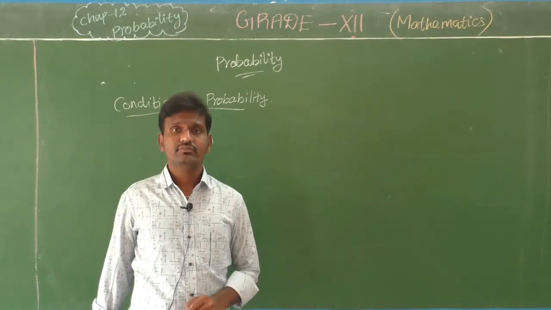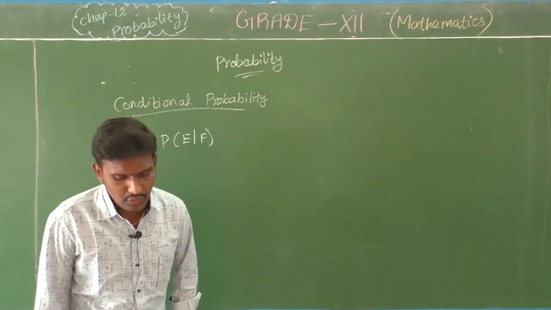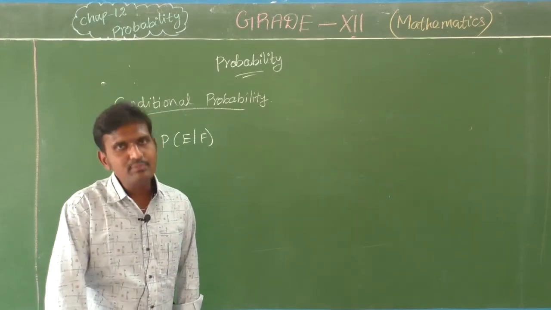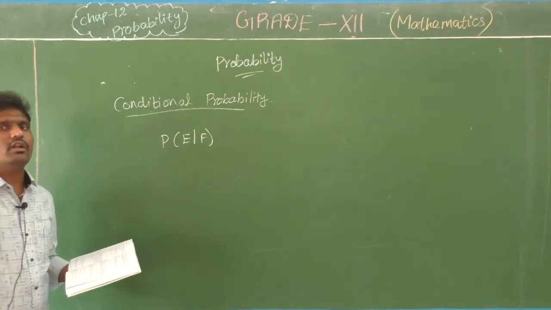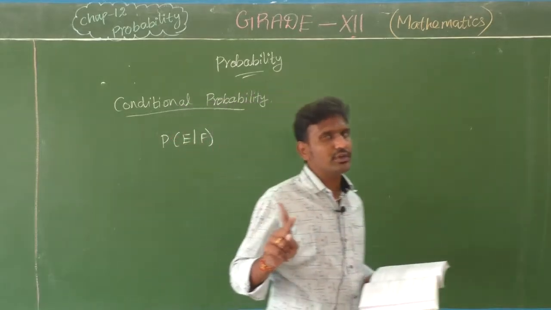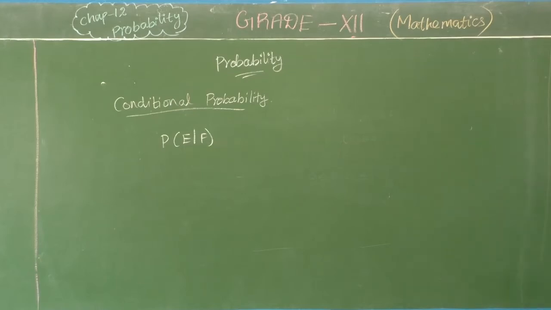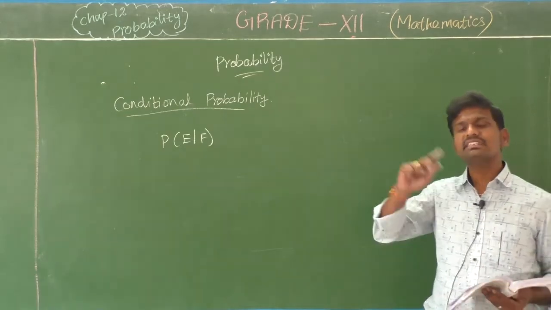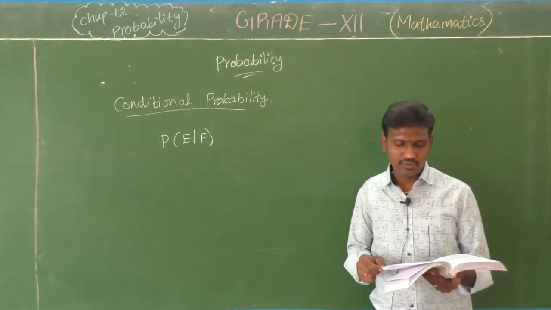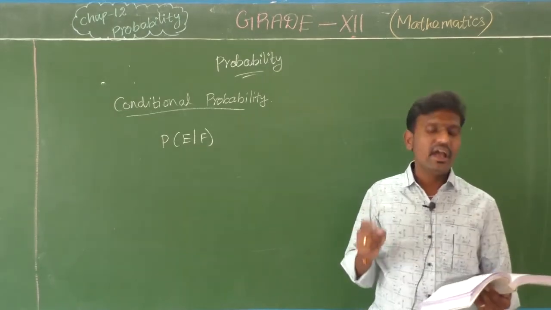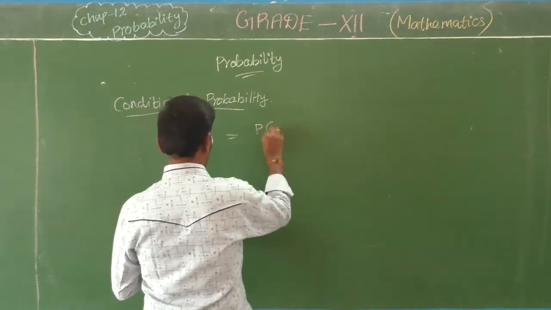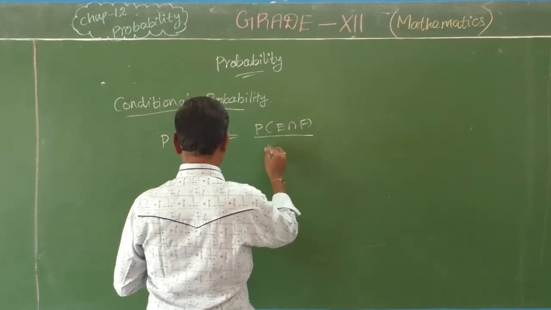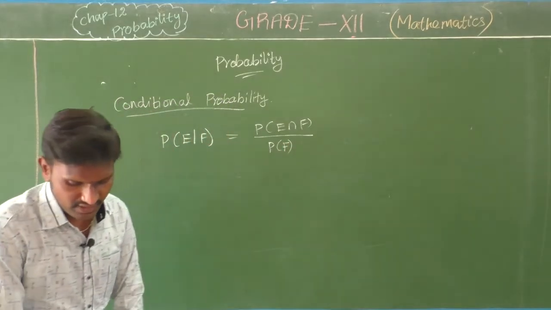If E and F are two events associated with the same sample space of the random experiment, then the conditional probability of event E given that F has occurred is P of E by F, and you have one formula: P of E intersection F divided by P of F.